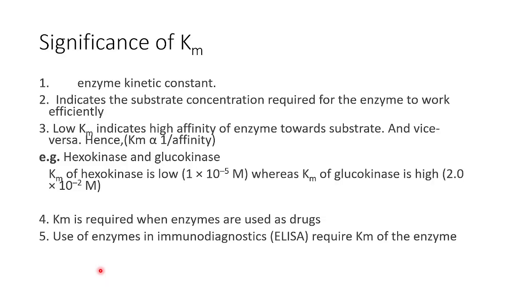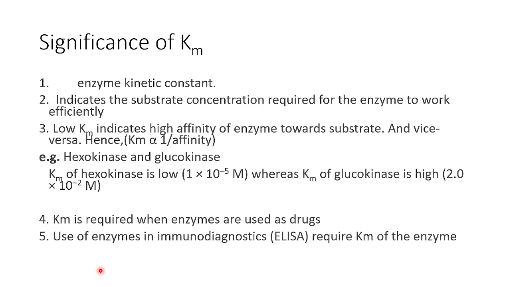So what can we infer from this Km value, or what is the significance of the Km value? It basically gives us an idea about the enzyme kinetic constant. Also it tells us about the substrate concentration that is required by the enzyme to work efficiently. And we have seen that a lower Km indicates high affinity towards the enzyme and vice versa. So Km is inversely proportional to affinity, or you can say it's directly proportional to dissociation. Some examples of this are hexokinase and glucokinase.